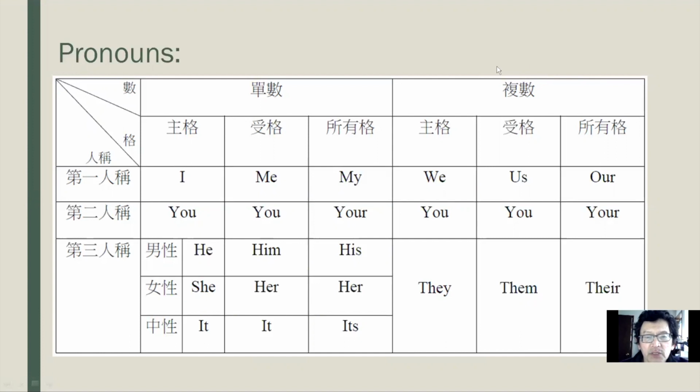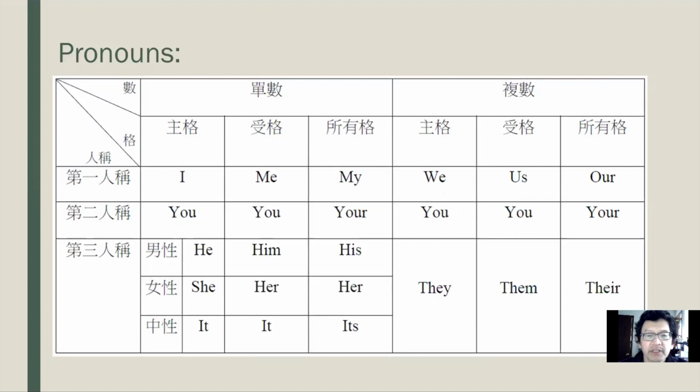Let me give you an example of using the pronouns in a sentence. I am reading English. Give the book to me. My book is on the table. We are happy to see you. Give the books back to us. Our company is very small.